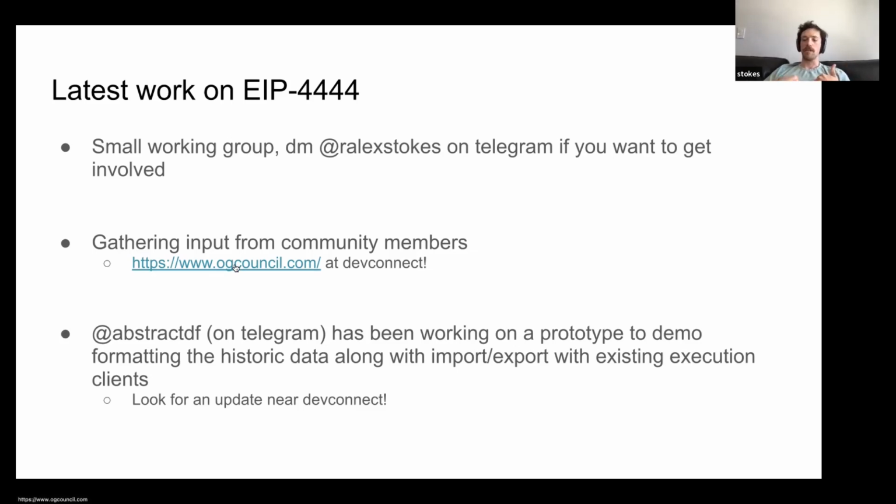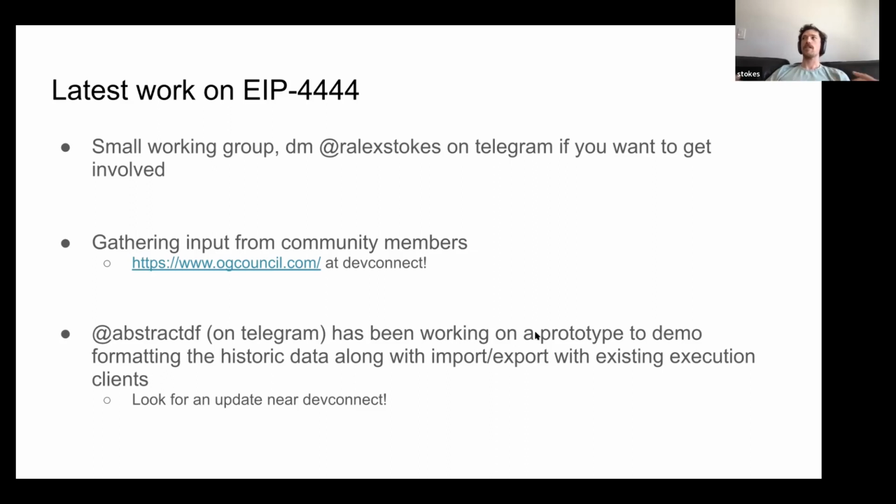And anyway, I'm also leading a session there on this EIP. So if you're there, come say hi, or let me know what you think about the EIP. And then I just wanted to call out this user Abstract DF. I think his name's Henry. Either way, he's been working on prototyping an actual demo of how the EIP would work.